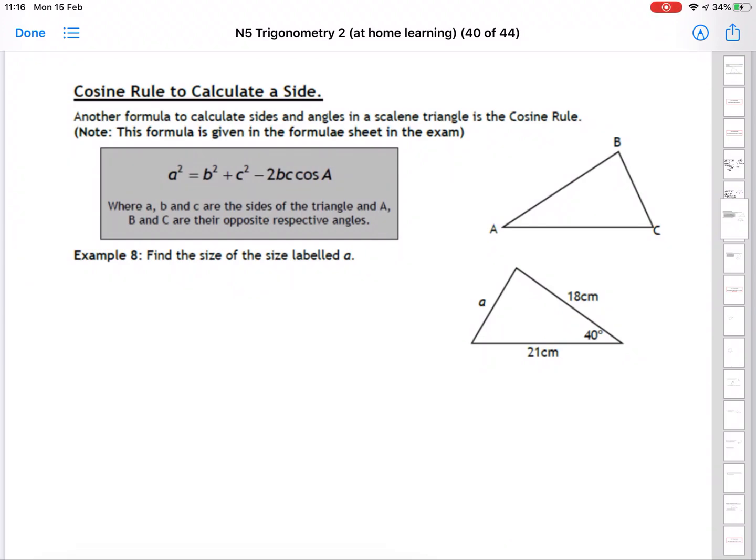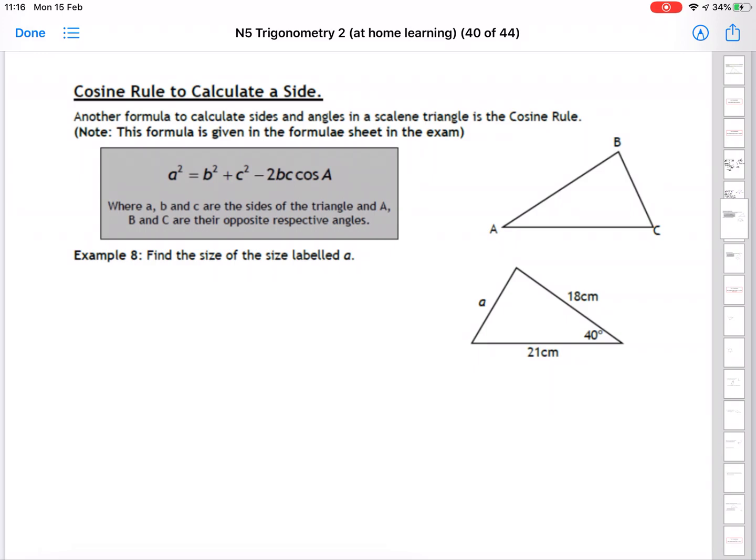Welcome to lesson 5 of our trig topic. So today what we're going to be looking at is the second of the rules in this topic, which is the cosine rule. We're going to begin by looking at using this rule to calculate a missing side, and then we'll also look at using the cosine rule to find a missing angle in our next lesson.